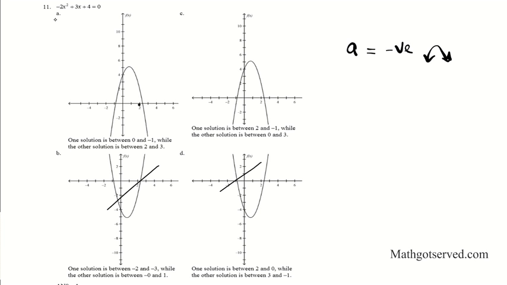Okay? So the correct answer is A, based on the fact that the location of the zeros or the solutions were correctly described here. Okay, one is between negative 1 and 0, and the other is between 2 and 3. Okay, so there goes the first 0, or solution, and there goes the second solution. So the answer is A. Okay, let's move on to question number 13.